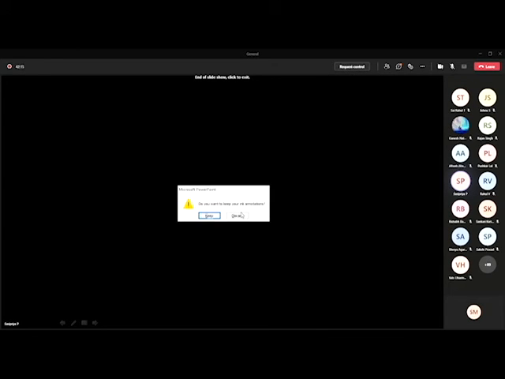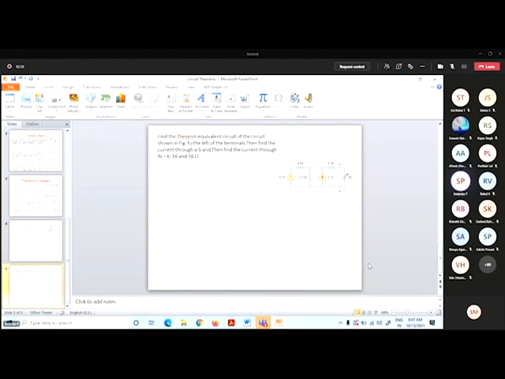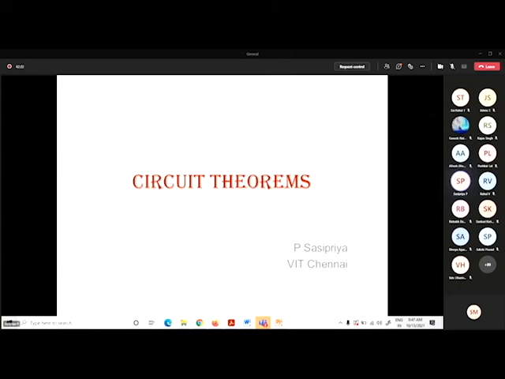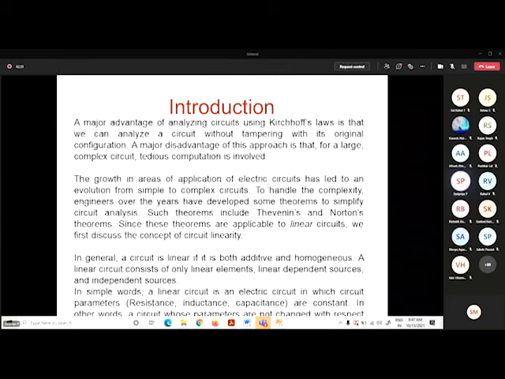The next method is circuit theorems. Using circuit theorems also we can solve the network. So when will this method be useful? So far, what we discussed is analysis of circuits using KCL and KVL, that is, mesh analysis and nodal analysis. Solving using mesh analysis and nodal analysis is easy, that is, without tampering with the circuit. What is the meaning of without tampering?